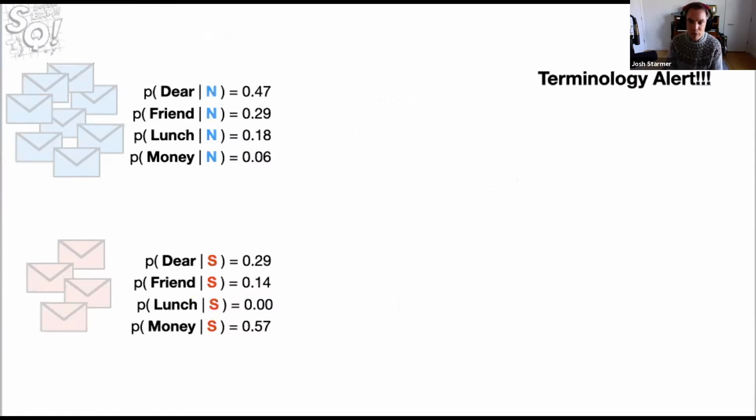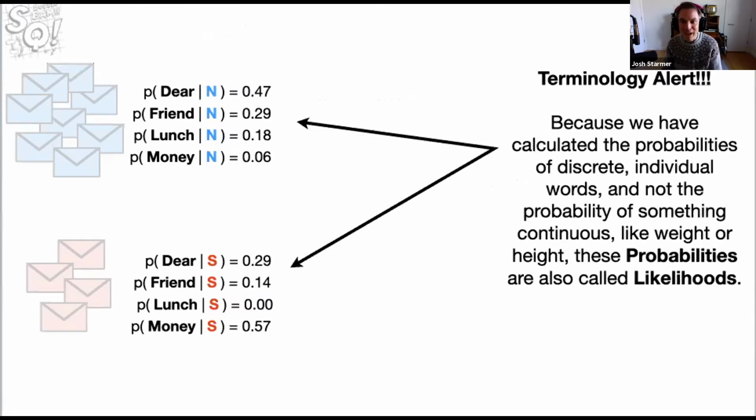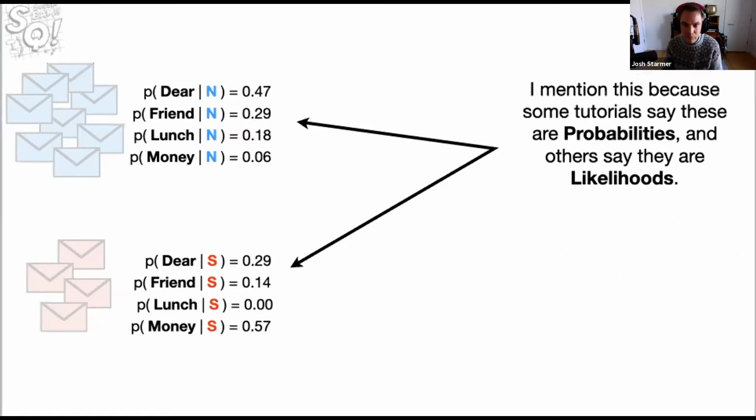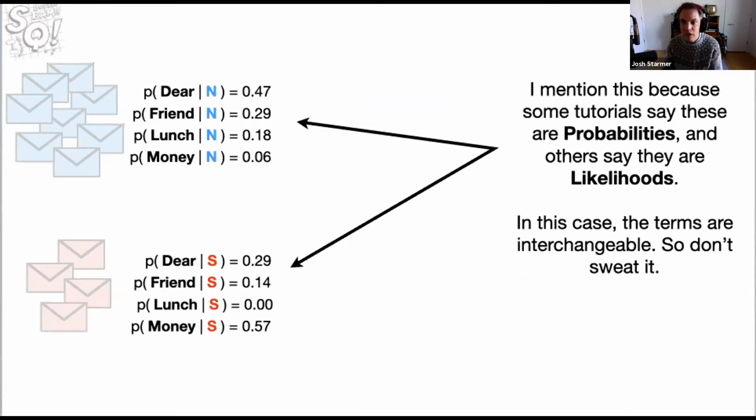Oh no, it's a terminology alert. Because we have calculated the probabilities of discrete, individual words, and not the probability of something continuous like weight or height, these probabilities are also called likelihoods. I mention this because some tutorials say these are probabilities and others say they are likelihoods. In this case, the terms are interchangeable, so don't sweat it.